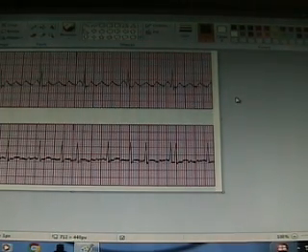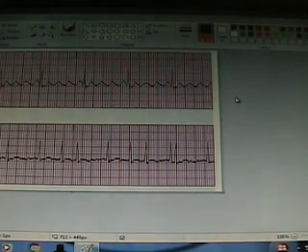Which of the following is an atrial problem? Letter A, letter B, both, or neither? Both. He goes, what wave is affected in letter A? P wave. What wave is affected in letter B? P wave. All right. Which one is atrial flutter? Letter A or B?